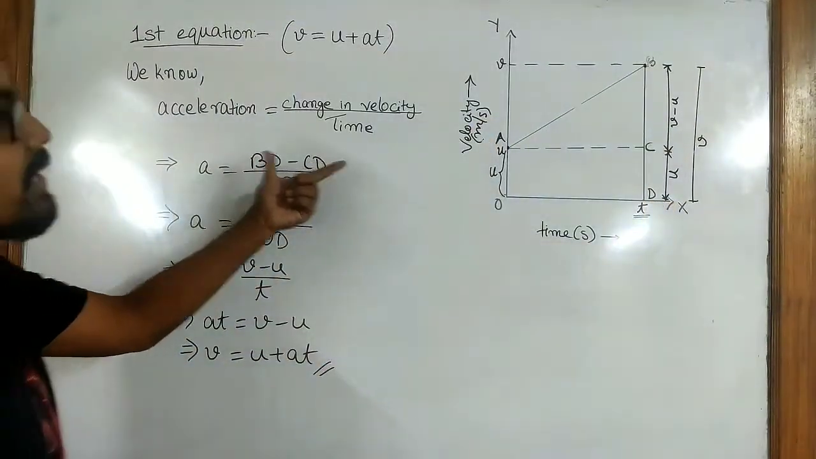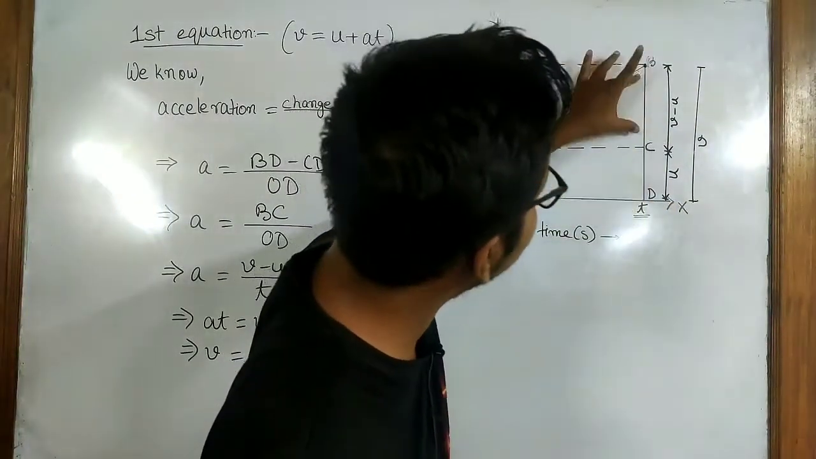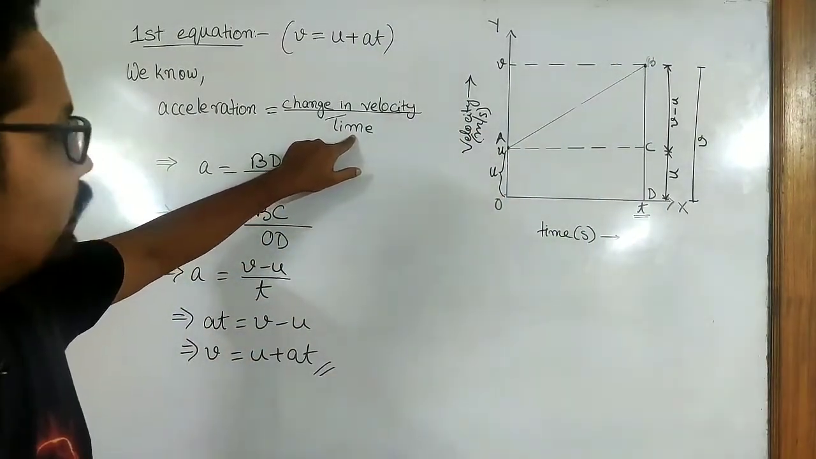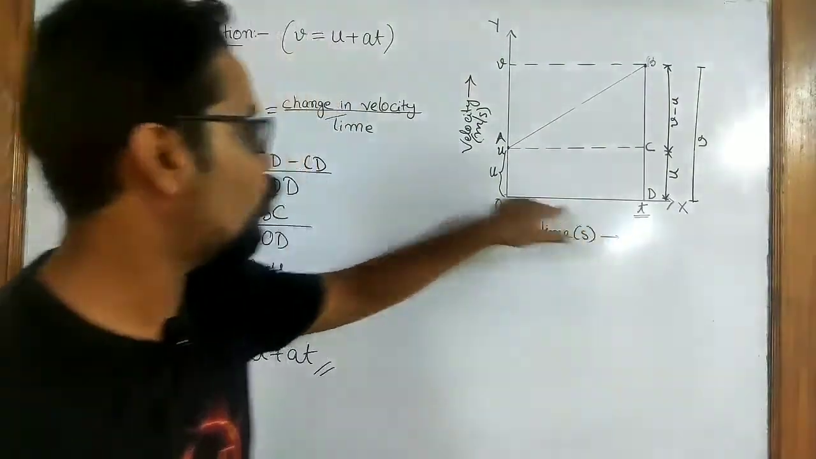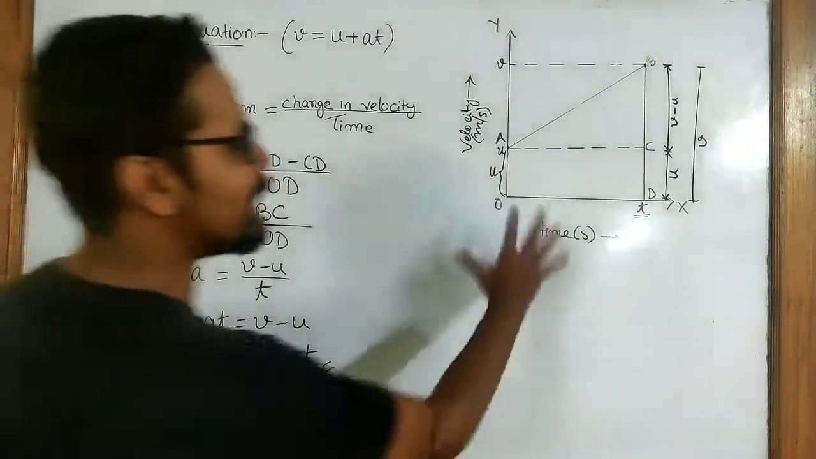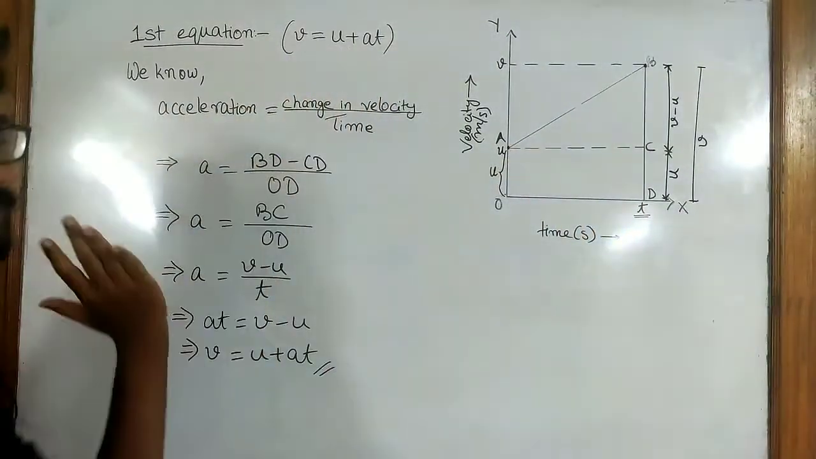So what do we get? BD minus CD is which part? BD minus CD is this part, which is BC. And time is this one. Which is the time? Time is OD. O to D is the time. OD is the time. Everything we are writing from the graph. Just look at the graph and place the values here.